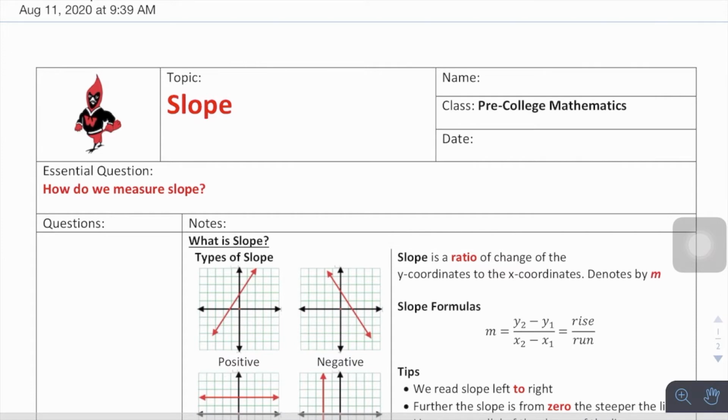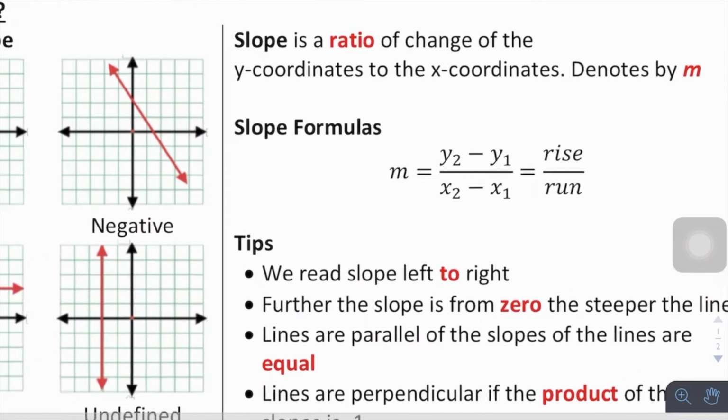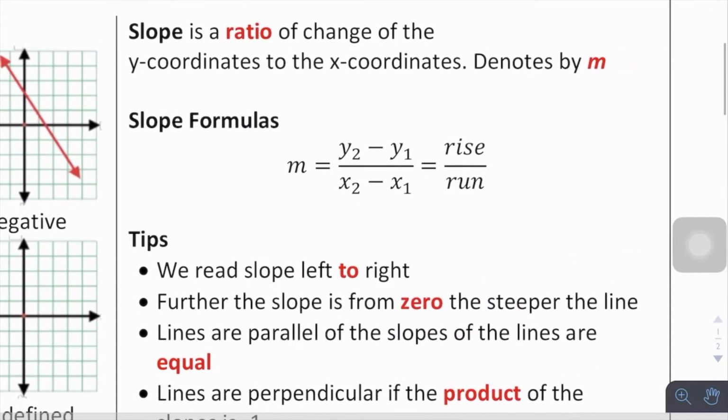All right, our next video here is on slope. So, first question, what is slope? Remember that slope is a ratio of change of the y coordinates to the x coordinates. We use the letter m to denote slope here in algebra. So, there is a formula, right?